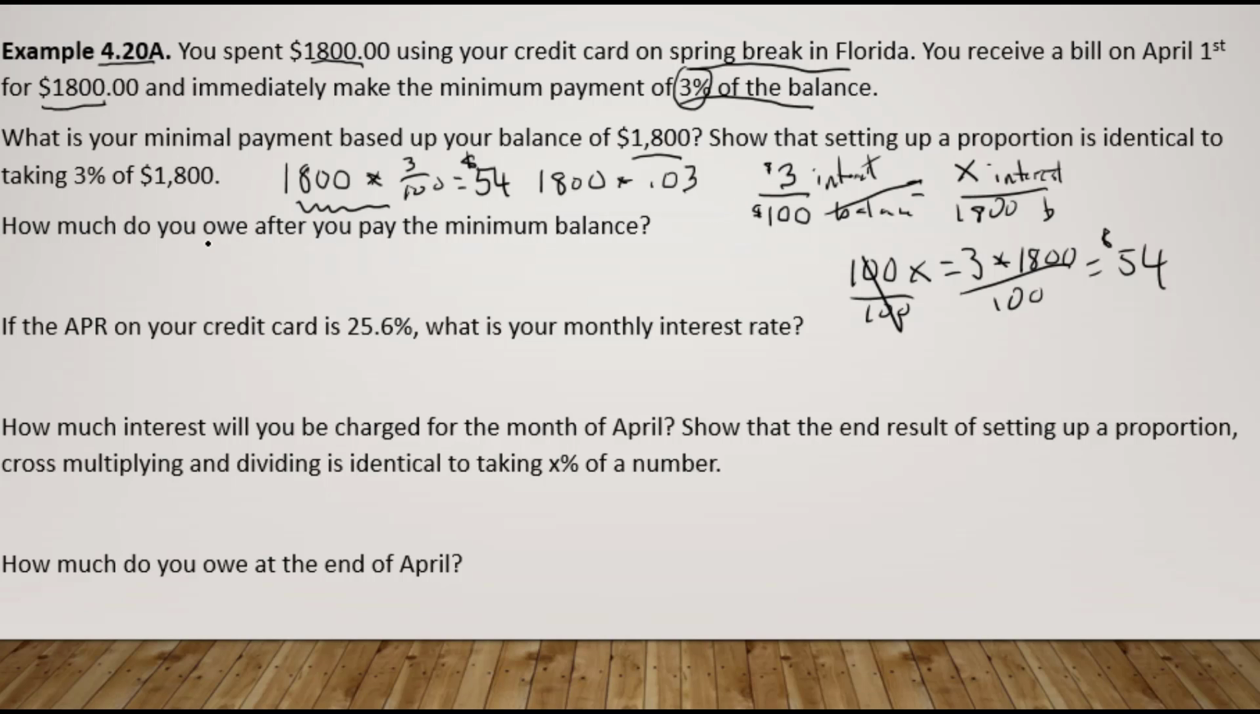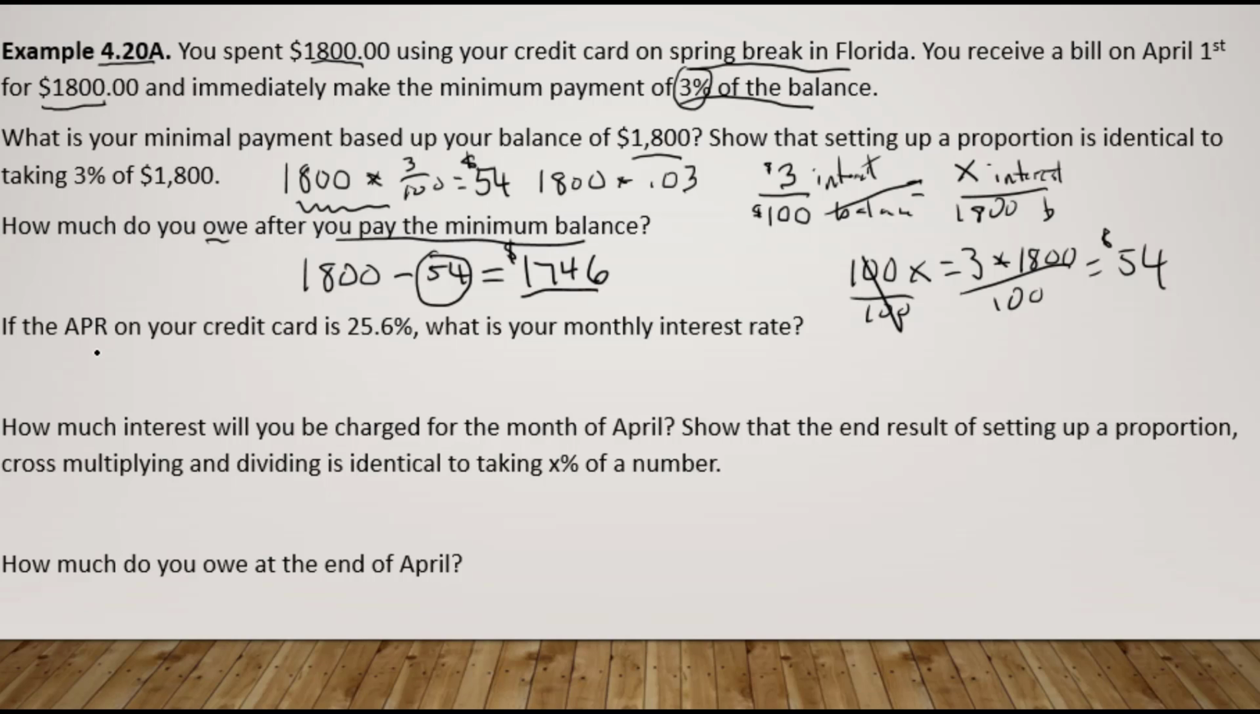So how much do you owe after you pay the minimum balance? Well, it was $1,800 that you charged, and you paid off $54 before when the bill came due. So it's just that, which is $1,746. So after you made the $54 minimum payment, you now owe $1,746.